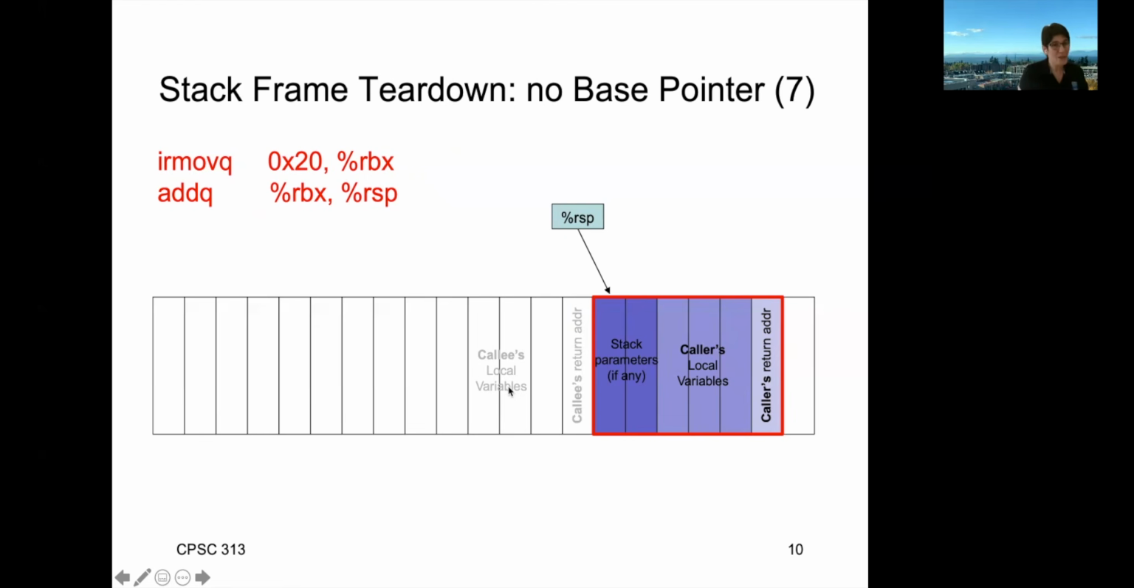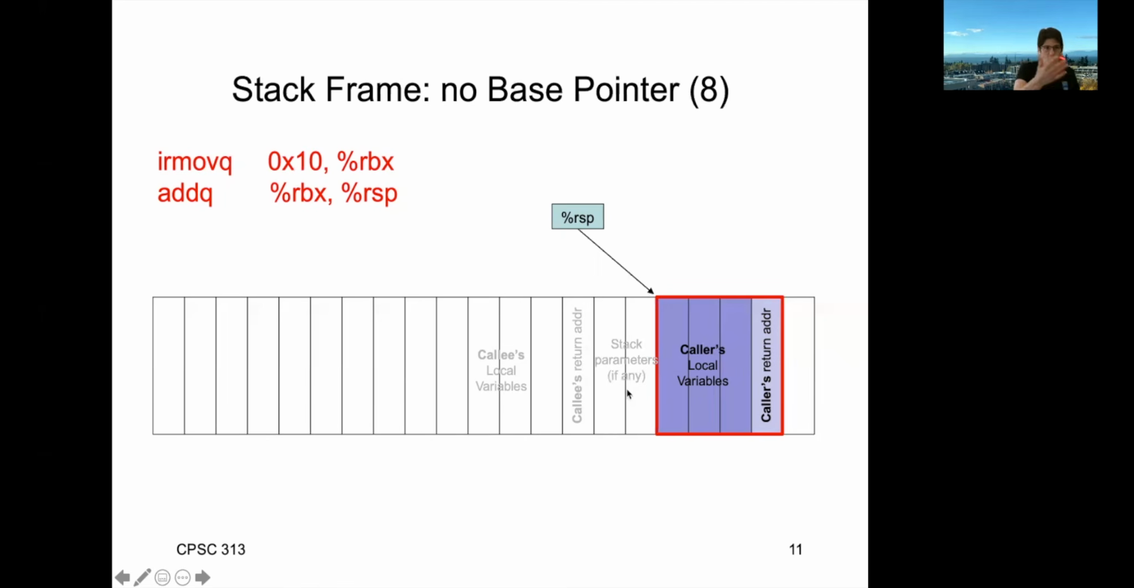Remember, what the caller did to make the call is it loaded some values in registers, and it also pushed some things on the stack. Once the function returns, it no longer needs those values on the stack. So in the caller, we're going to move the stack pointer again to pop those values off the stack. I don't need to read them into a register. I just need to restore the stack pointer as if those values weren't pushed on the stack. So that's how we do stack frame setup in a function preamble and then tear down in a function postamble when we don't have a base pointer.